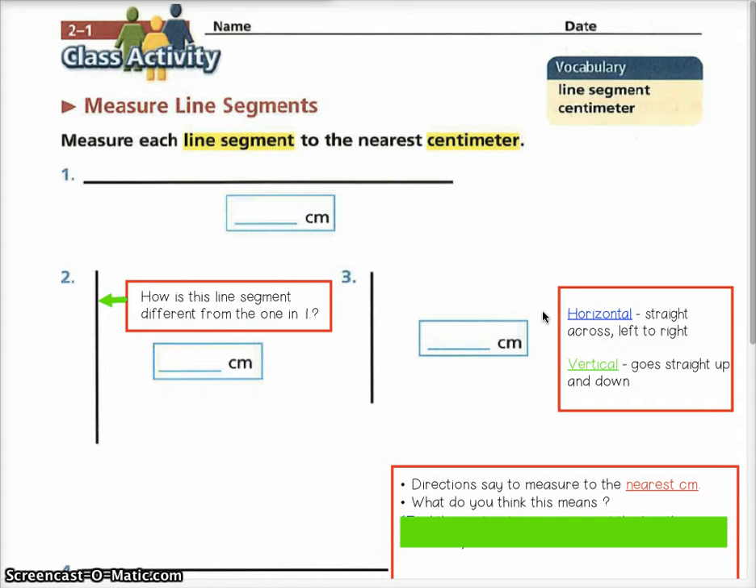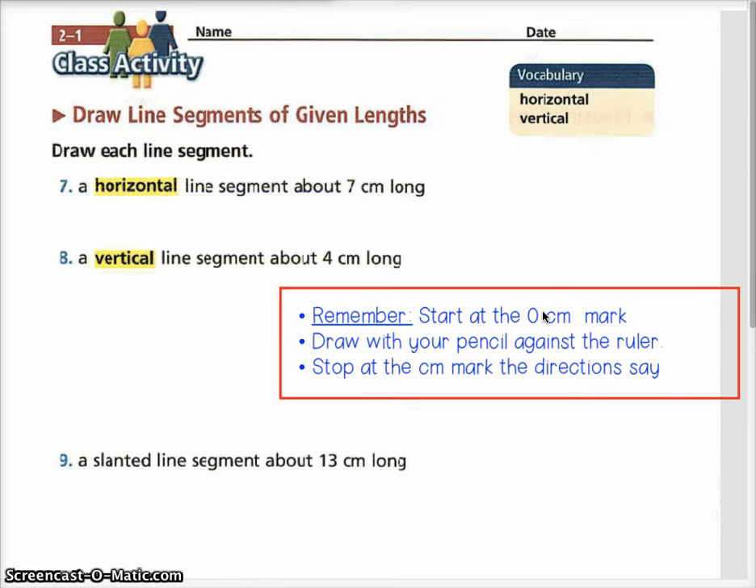Okay, the directions say to the nearest centimeter, so that means the nearest whole centimeter. On this one, remember that vocab, horizontal, vertical. Think of those connections, a horizon, or what is your vertical? Start at the 0 centimeter mark, draw with your pencil.